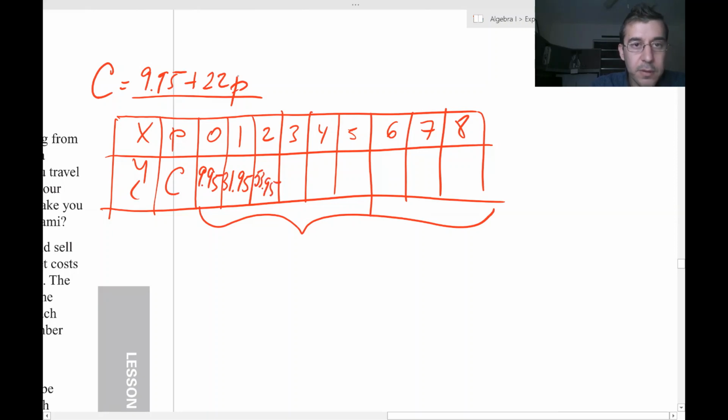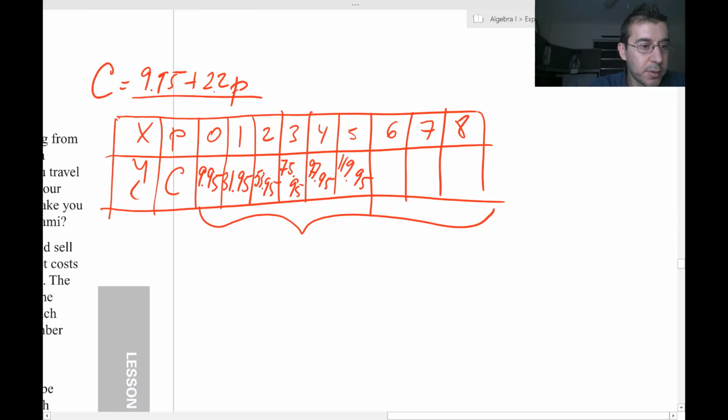53.95. If it's 3, you get 66, 66 plus 9.95. This is 75.95. If it's 4, you have 22 times 4, 88. 88 plus 9.95, which is 97.95. If it's 5, you have 110. So it's 110 plus 9.95, it's 119.95.